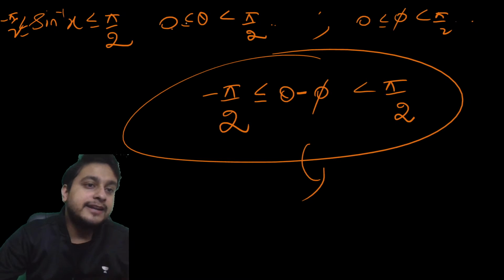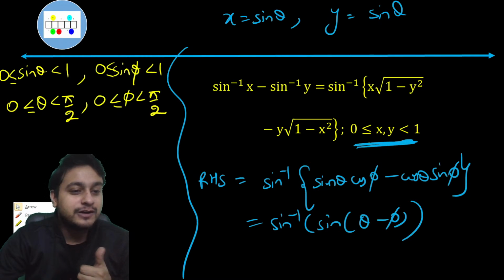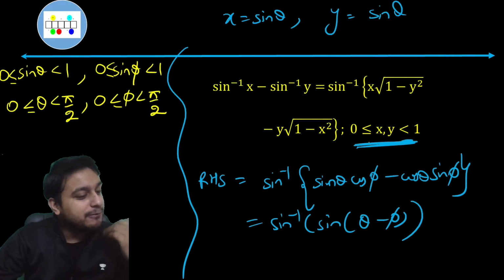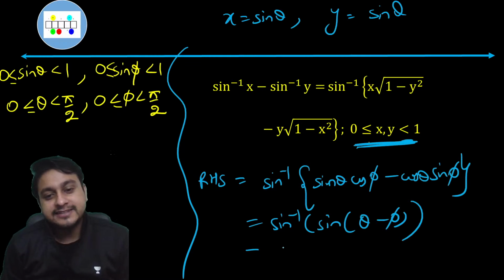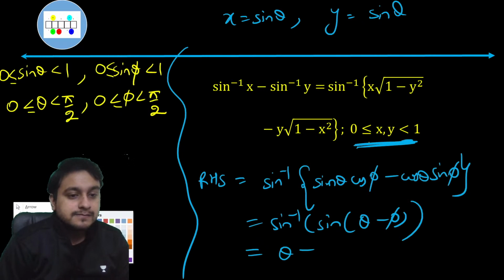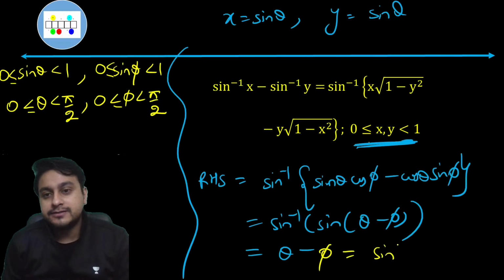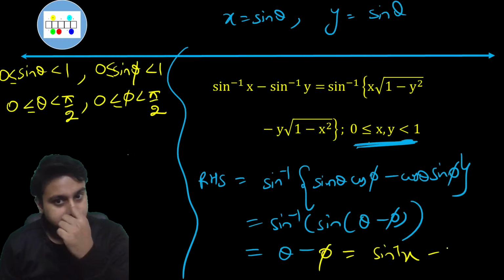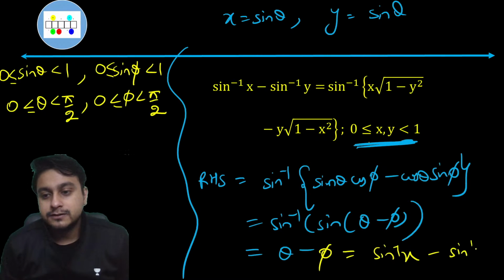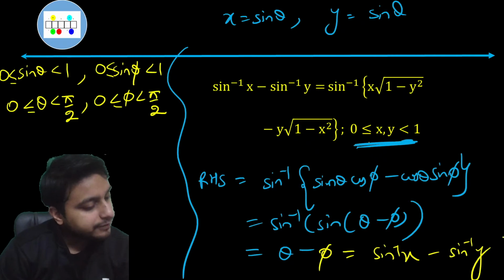Right or not, guys? Minus pi by 2 to plus pi by 2, it loves this. So this is obviously working, and only this much would be more than sufficient. So we can cancel this. We can write it as theta minus phi, which is nothing but sine inverse x minus sine inverse y. Is that clear, everyone? Everyone understood?